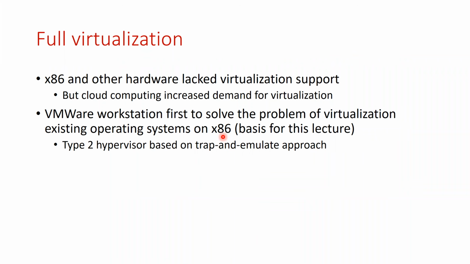So we are going to see in today's lecture how this is done when the underlying instruction set does not easily support virtualization. How do you go ahead and build a trap and emulate hypervisor? This VMware Workstation is an example of a type 2 hypervisor, and that is roughly the model. A simplified version of that is what we are going to study in this lecture.